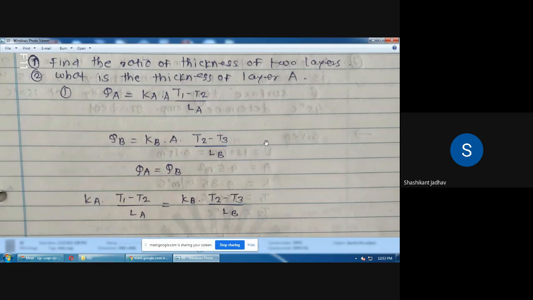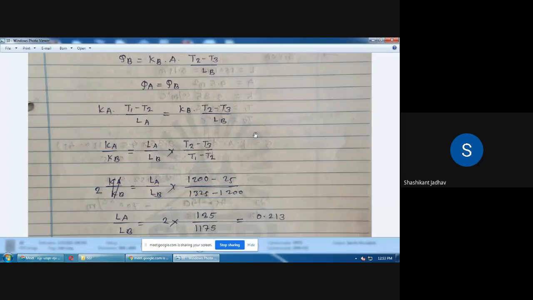So from that we get the equation, that is KA into T1 minus T2 divided by LA is equal to KB into T2 minus T3 divided by LB. So area is same because heat transfer takes place for the layer A and layer B having surface area which is same, that is normal to the direction of heat flow. So that area for the layer A and layer B is same. So therefore area will be cancelled, and what is the remaining equation? That is KA into T1 minus T2 divided by LA is equal to KB into T2 minus T3 divided by LB.